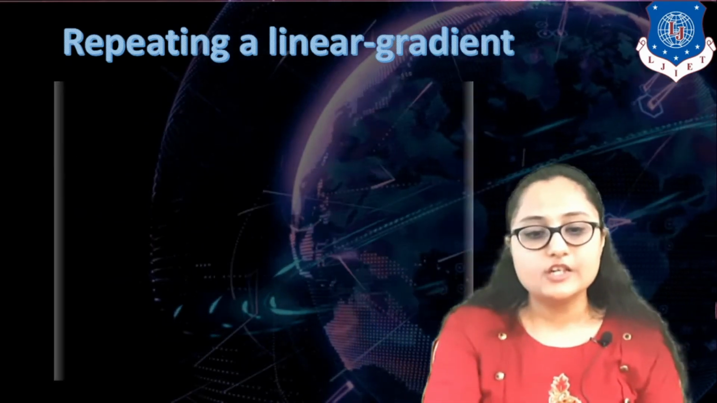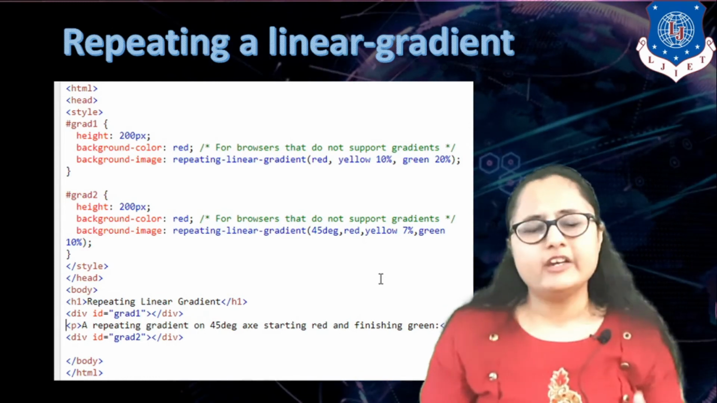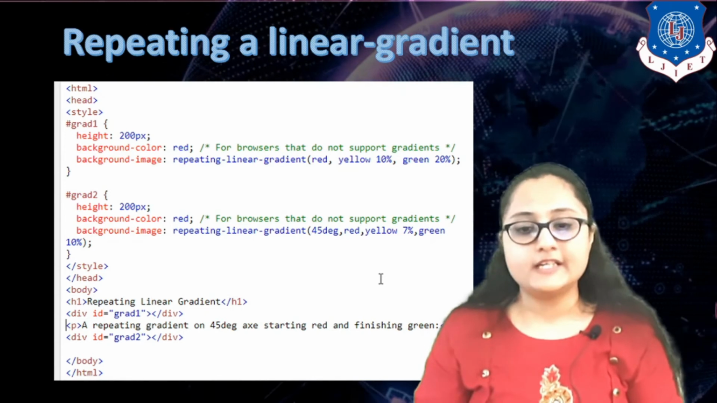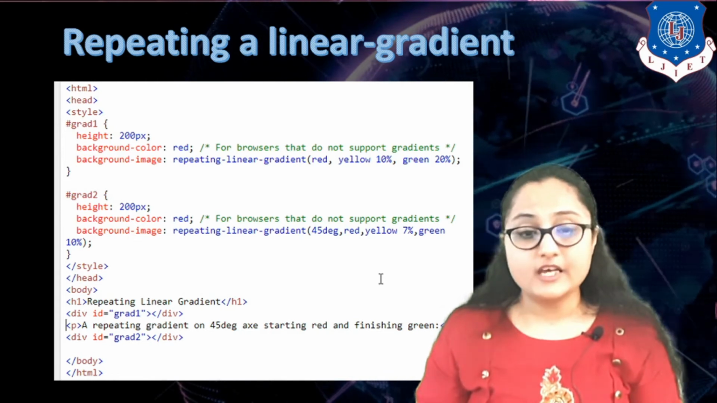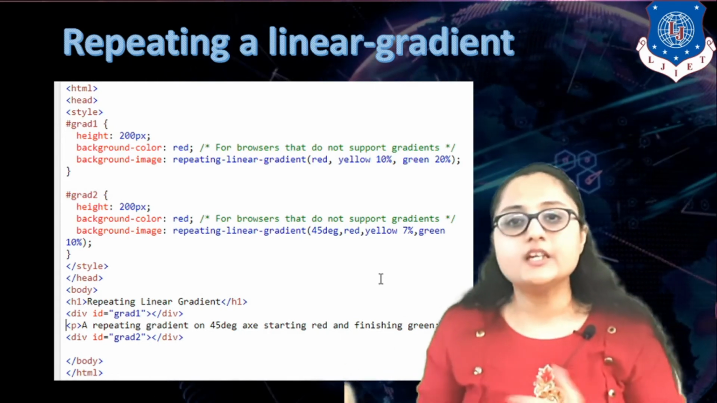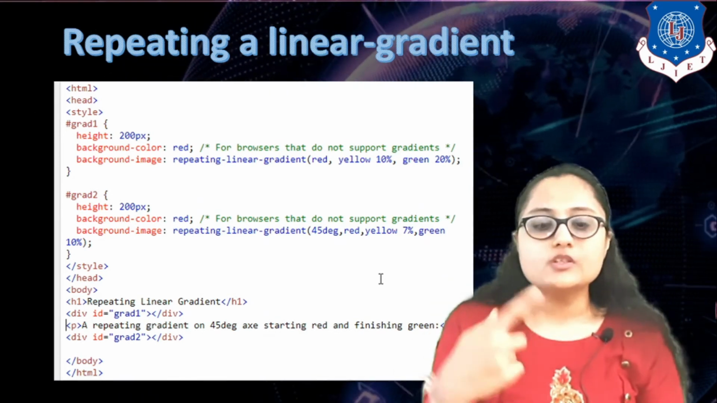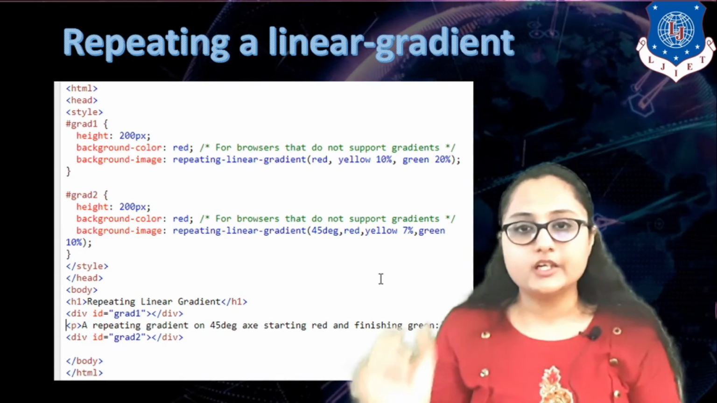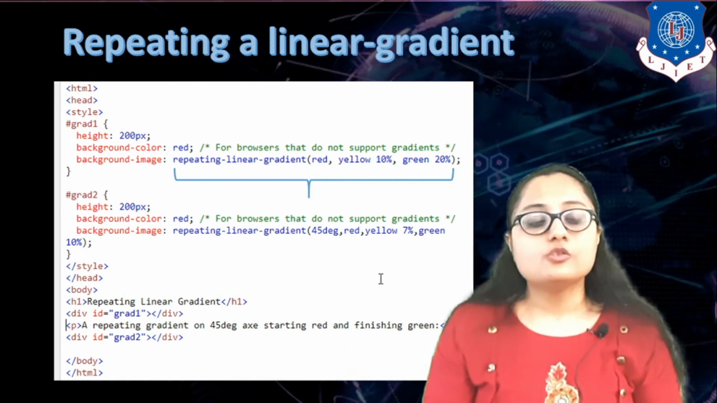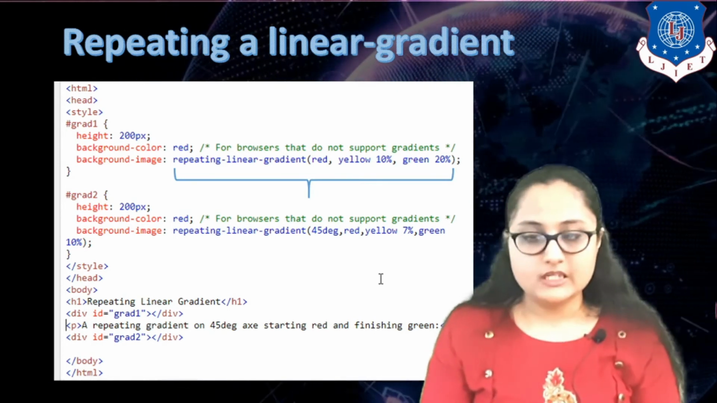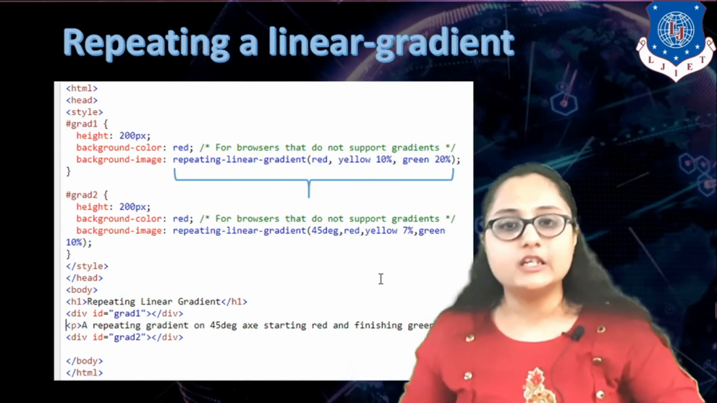The next is, what if you want to repeat a linear gradient? Because you can see that whenever I am specifying the gradient, the color is just repeated one time, right? So what if you want to specify a repeating linear gradient, that it is repeating itself? Here you can see I have taken 2 divisions, and for both divisions I have specified repeating linear gradient. Now what happens in the first repeating linear gradient? The background image is the property name. The property value instead of linear gradient is repeating linear gradient if you want to repeat the linear gradient.